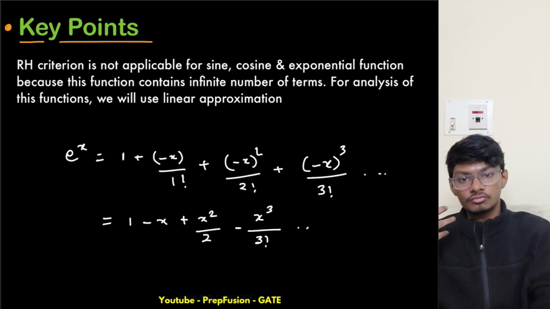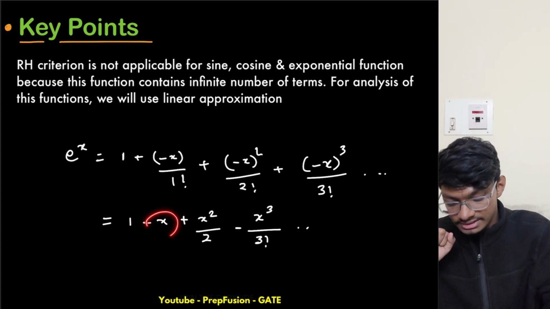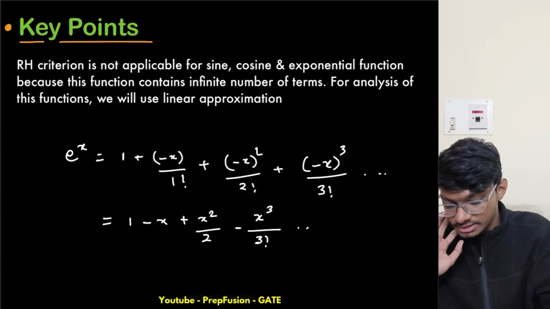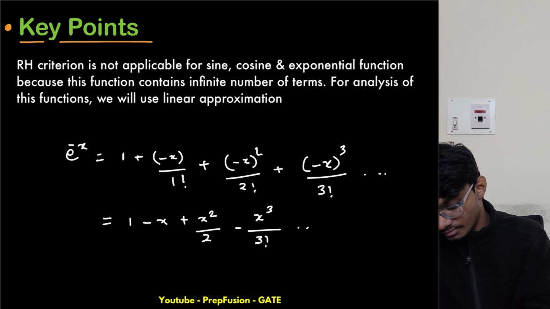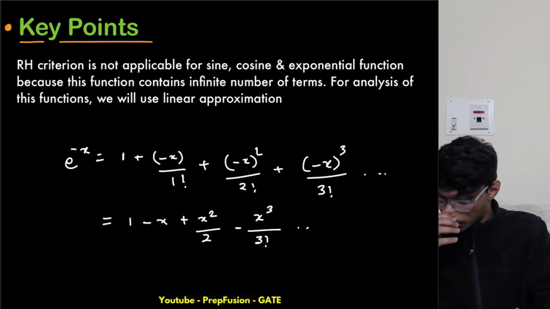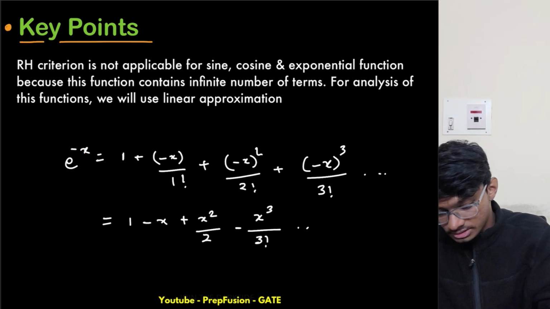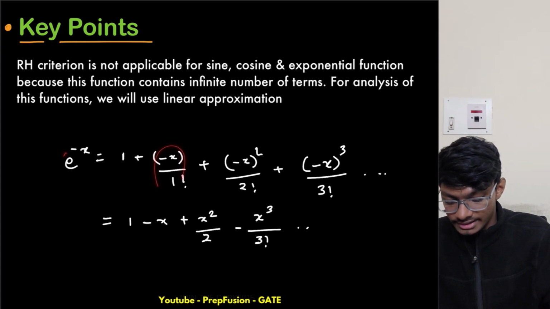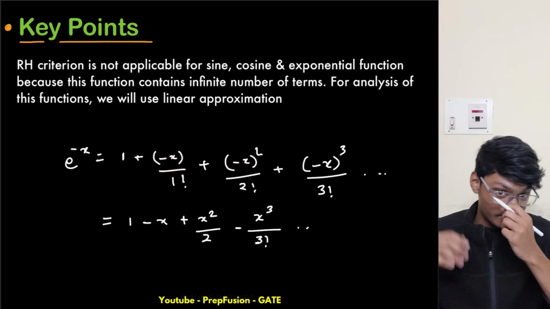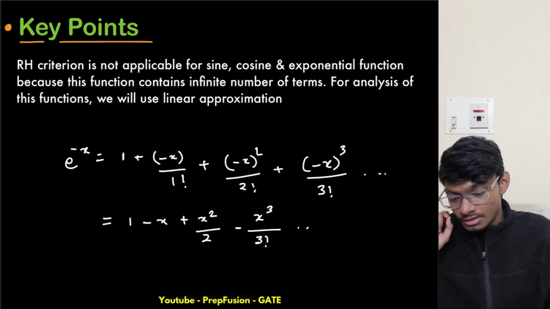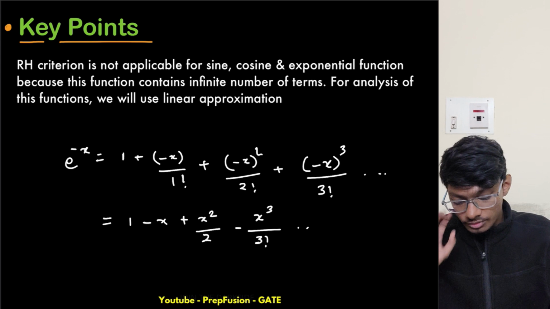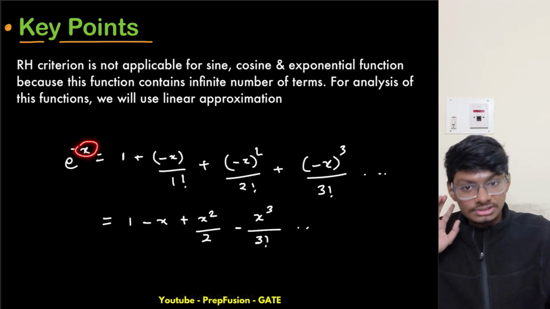We assume that this x is a very small number. Sorry, this will be minus x, I'm so sorry. For e to the power x it was this one; for e to the power minus x, x is replaced by minus x everywhere. I'm sorry if you were just watching the video and are very confused. So what I do is assume my x is really small.